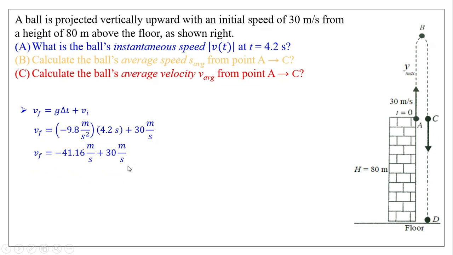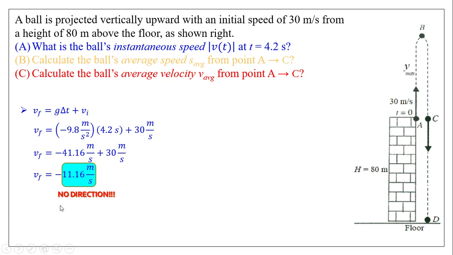I want to add the 30 to that. This will leave me a value of negative 11.16, which makes sense. It's on its way down and it's starting to pick up speed in the negative direction. So the answer to this one makes sense to me. But it asks for speed, so we just need to box the magnitude. So my answer would simply be 11.16 without the negative sign.